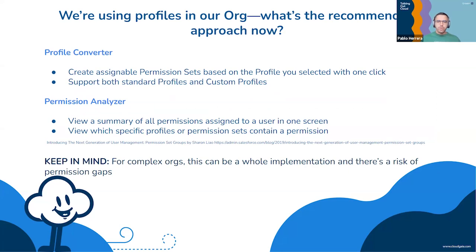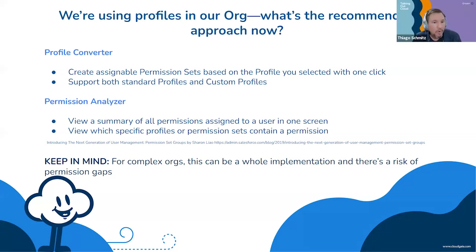This app also has the permission analyzer, where you can analyze by user to see what a user has access to and how they have that access. You can also analyze by permission to see which users have access to that permission and which profiles and permission sets are granting access to it. So this app can be a huge help when moving profiles to permission sets in a complex org. But guys, please keep in mind, for complex orgs, this can be a whole implementation, and there's a big risk of permission gaps.